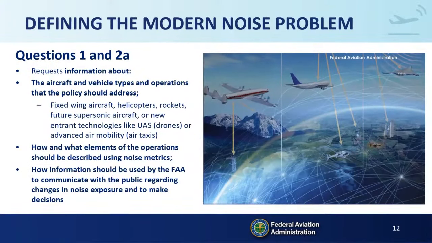Now we're going to start unpacking some of the questions in the Federal Register notice. Questions 1 and 2A request information about the aircraft and vehicle types and operations that the policy should address, looking at fixed-wing aircraft, helicopters, rockets, future supersonic aircraft, or new entrant technologies like UAS, drones, or advanced air mobility aircraft such as air taxis. How and what elements of the operations should be described using noise metrics? And how information should be used by the FAA to communicate with the public regarding changes in noise exposure and to make decisions.